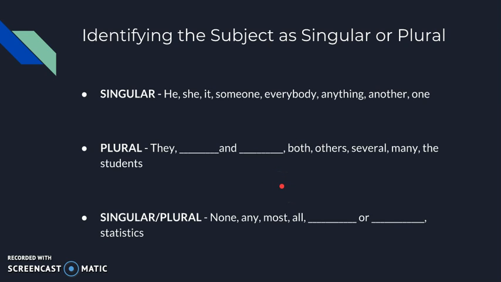Now, there are some subjects that can either be singular or plural. This occurs in multiple subjects changing whether or not they have a singular meaning or a plural meaning. One example is statistics, which can either be represented as a school subject with a singular meaning or as a set of data with a plural meaning. Other examples of singular or plural subjects are none, any, most, all, blank or blank, and statistics.